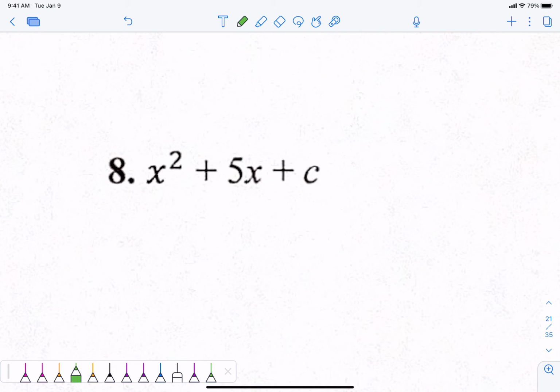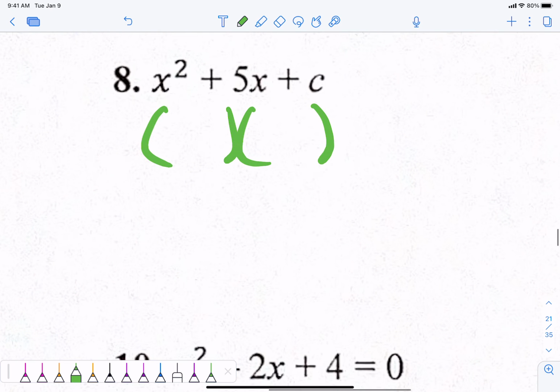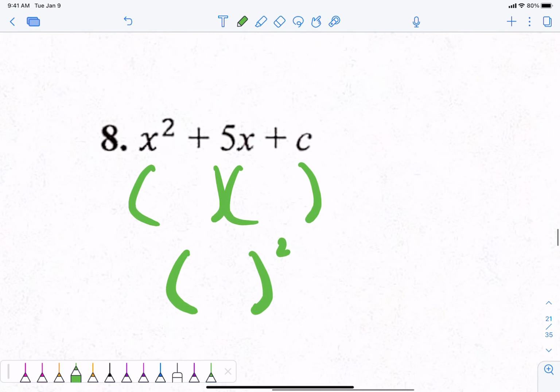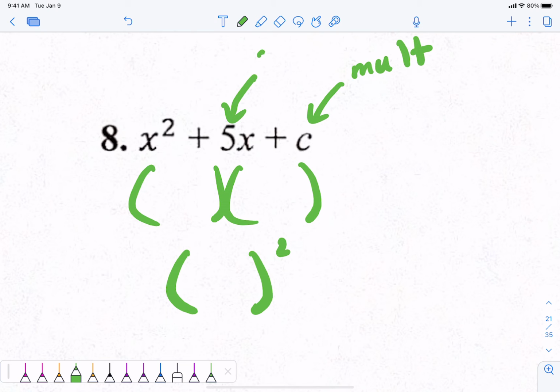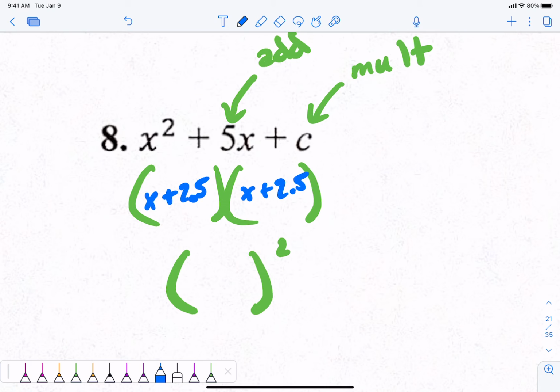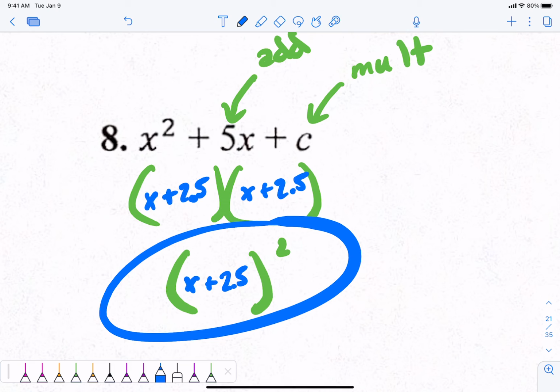All right, so Carson, quit talking and write because we're going to go fast here. I'm going to break this down into 2 pieces, so that eventually I can write it like this, right? I don't know what C is, but I do know that I want to multiply to get C, but when I add them, give me 5, right? So what number do you add to itself to give you 5? 2.5, okay? So I've got x plus 2.5 and x plus 2.5, which is kind of a yucky deal. So I can write that as x plus 2.5 squared, and that's one of my answers, but what is C going to be then?